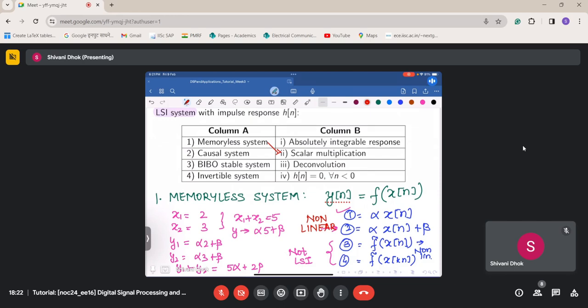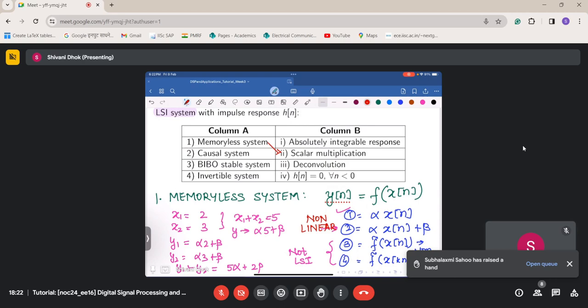Is it clear? Yeah. Please ask. Yeah, actually, I got a doubt. Does absolutely integrable or absolutely summable mean that this system should be linear? No, no. System should be LSI, linear and shift invariant, but stable. Okay, then how do we check for absolutely integral?